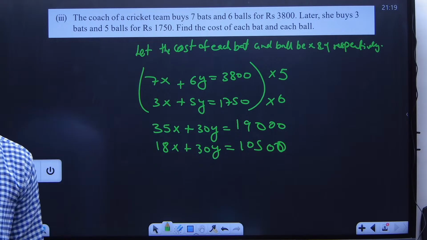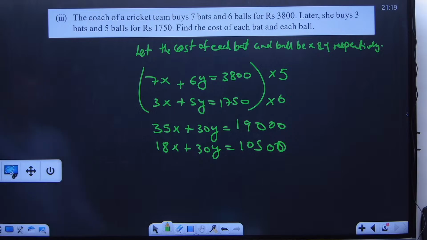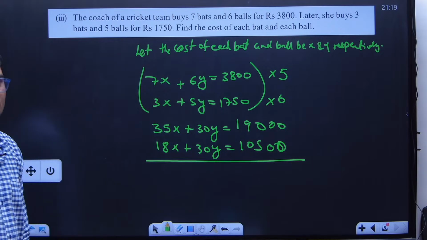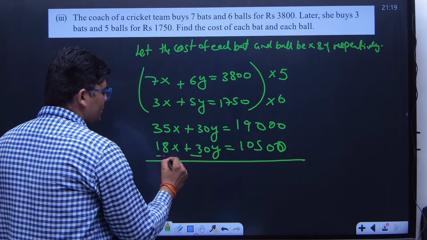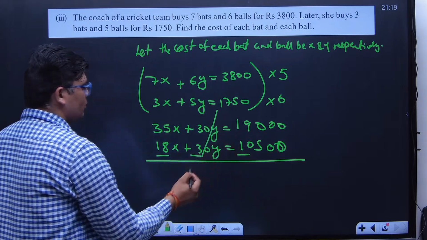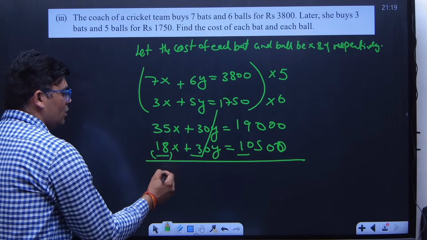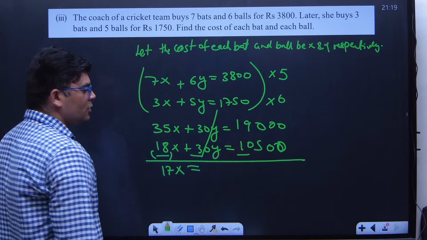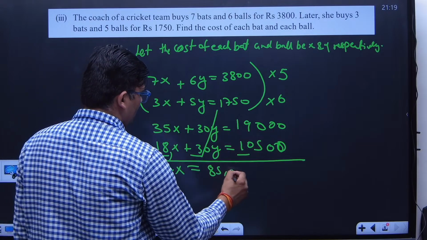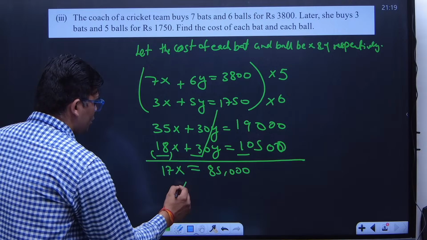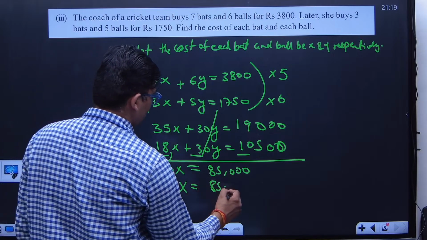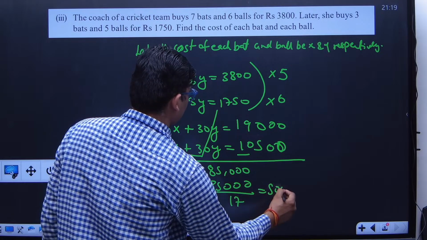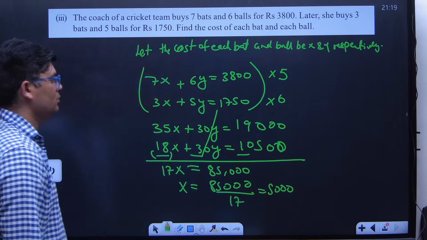Understood? Yes. Now what will we do? We will subtract the second equation from the first equation. So this will be minus, this will be minus, this will be minus, and the y terms will get cancelled out. So 35 minus 18 is how much? 17. 190 minus 105 is how much? 85. Yeah. So x is how much?